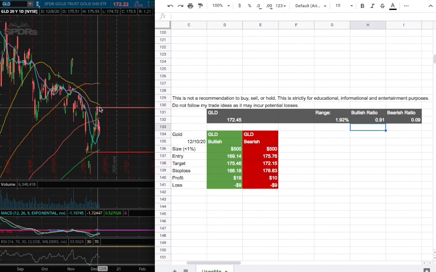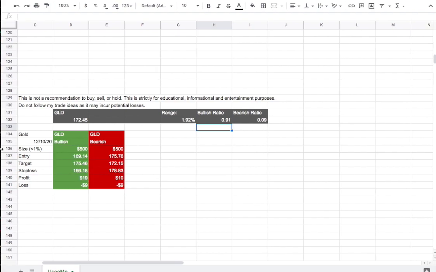However, if I were to open a short position, my entry is at $175.76, and that is this range here, and that coincided with the highs made back on December 8th. My sell target for that is $172.15, and my stop loss is at $178.83. So whichever entry price were to hit first, that will be my position of the week.